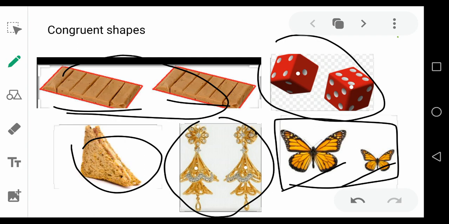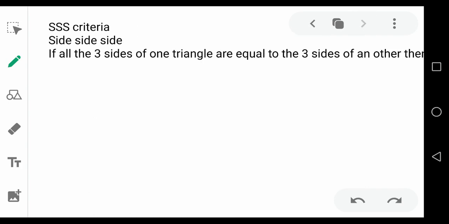Now coming to the chapter, it is congruence of triangles. We have to check whether two triangles are congruent. Always it is not possible to cut one triangle and keep it over the other and check. So we have some criteria for checking the congruence. The first criteria is SSS criteria. SSS stands for side, side, side.